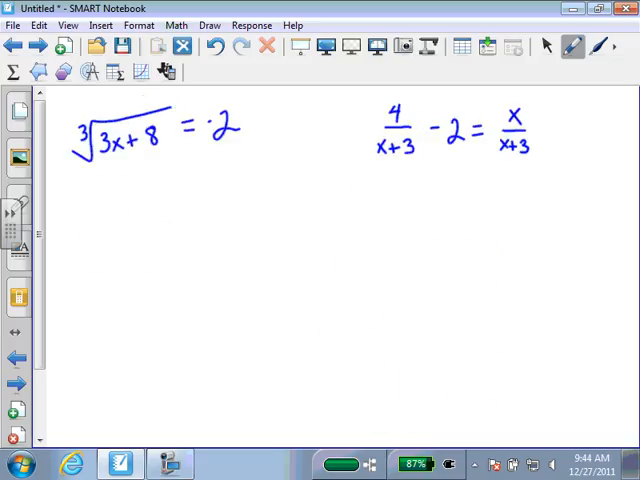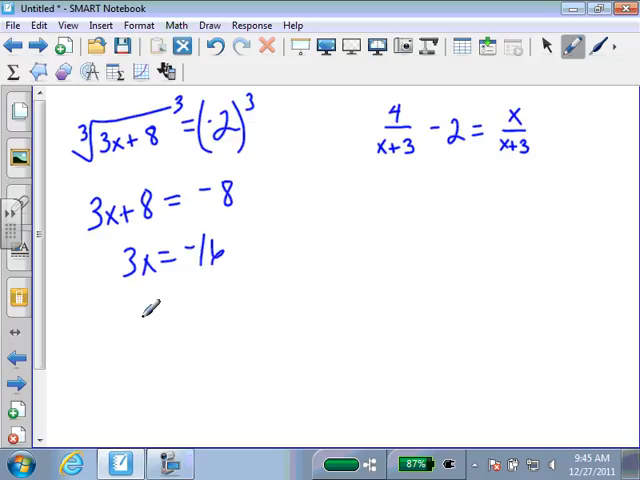Now I've got some straight equations. For this one, I'm going to cube both sides to free the cube root. 3x plus 8 equals negative 8. 3x equals negative 16. x equals negative 16 thirds. Again, isolate the strange thing and then undo it.